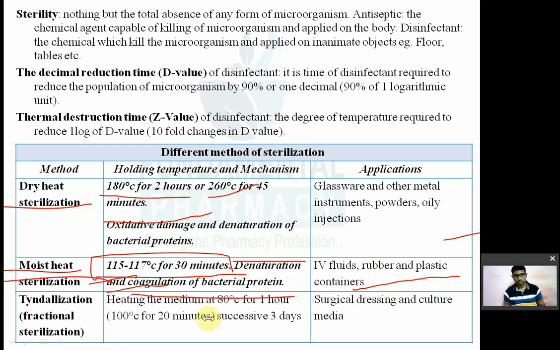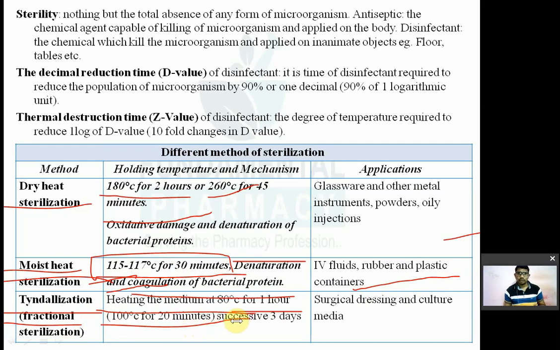Now next method is tyndallization. Tyndallization is also known as a fractional sterilization. In this method, heating the medium at 80 degrees Celsius for 1 hour. That is a holding temperature in the tyndallization. 100 degrees Celsius for 20 minutes. Okay, for successive 3 days.